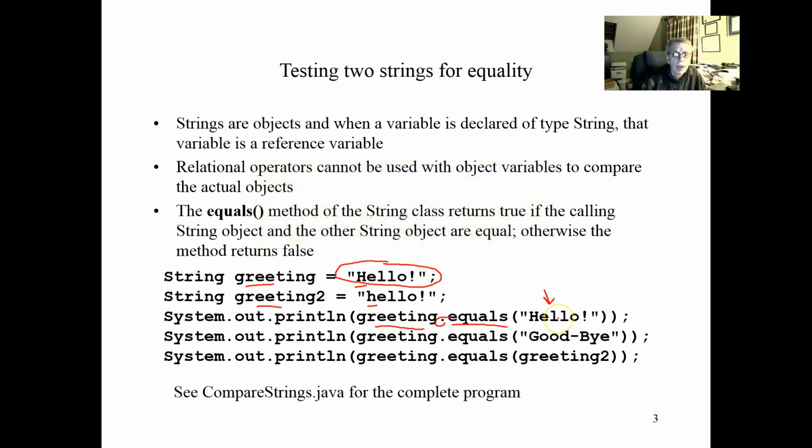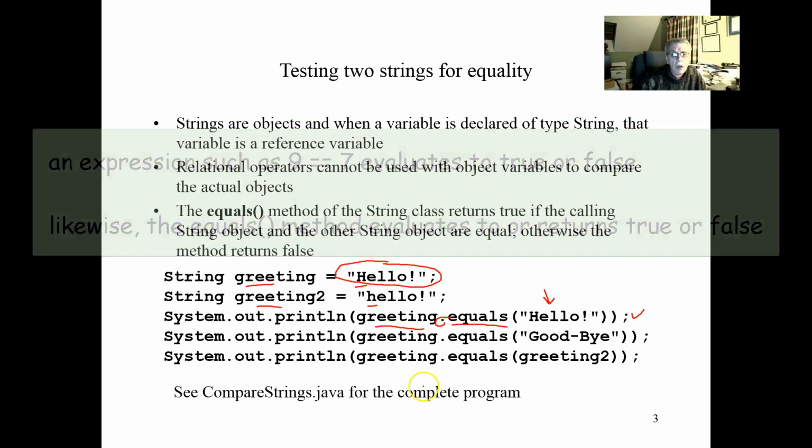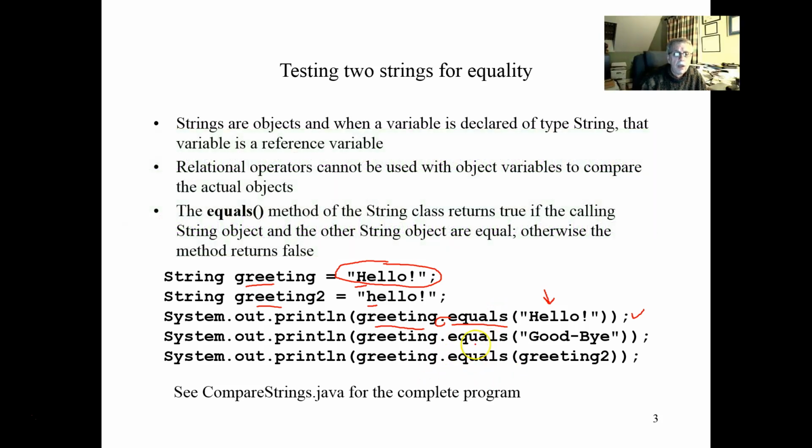Now, in this case, what we're passing is a string that has the same exact value as that being pointed to by greeting. So this should come up with a value of true. The point is that equals is a Boolean type of function. It returns a true or a false, which makes sense. If we're saying this is equal to that, it is either true or false as we make that claim or make that inquiry.